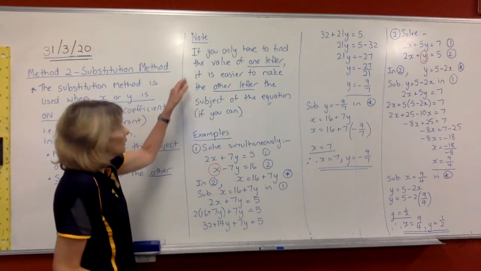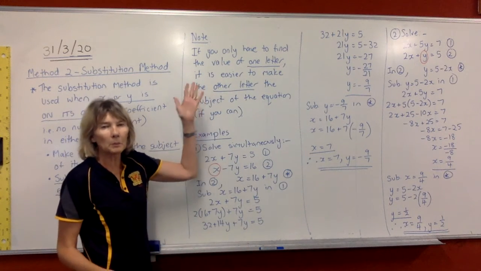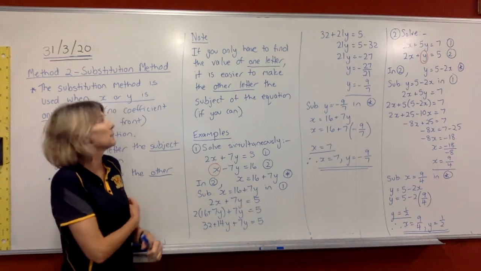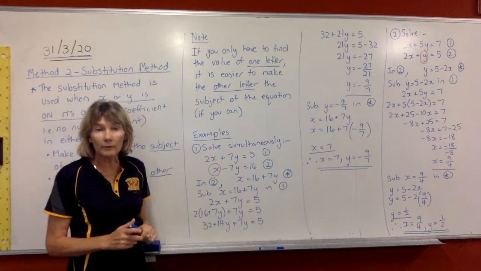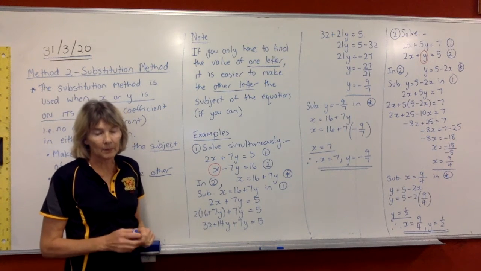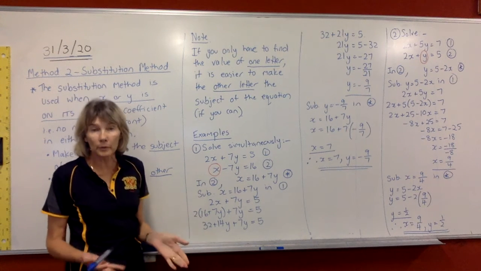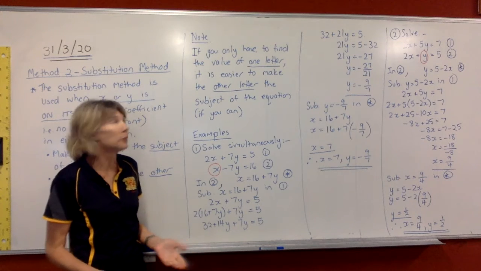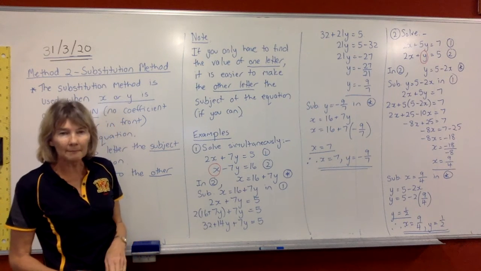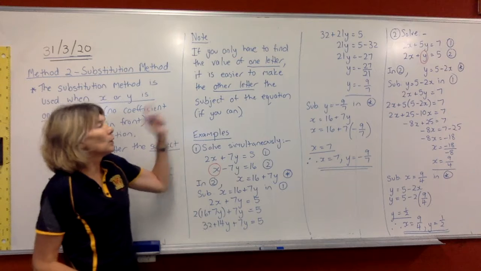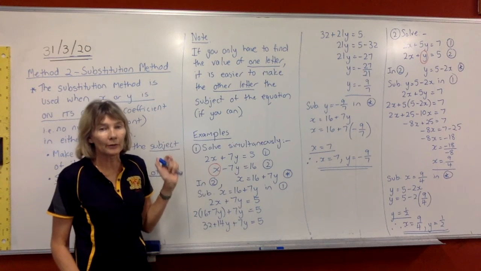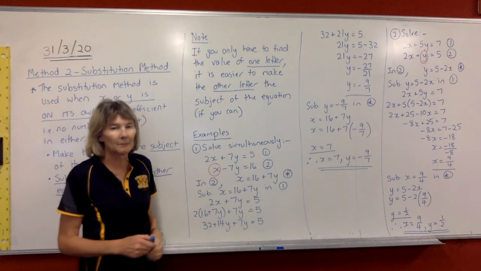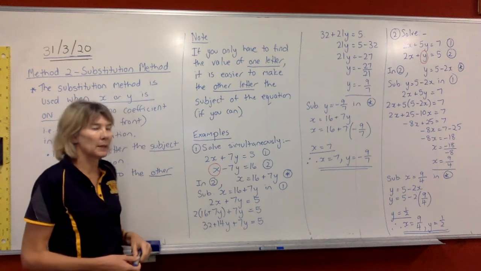This is just a note, but you probably don't need to read this till later on when things get a bit harder. If you only have to find one value for one letter, most of the time they'll want both the x value and the y value, but if they only ask for one, it will be easier and quicker if you make the other letter, not the one you're trying to find, the subject of the equation. But when we get to harder ones, you'll see what that means.